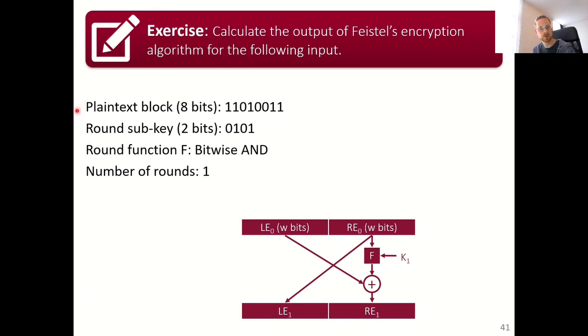Considering a plaintext block of 8 bits, 11010011, a round subkey of 4 bits, 0101. As a round function, we will use bitwise AND, and we will execute a single round. So my question is, given this plaintext block, this round key, this round function, and one round, what is the associated ciphertext output block, which will also be 8 bits?